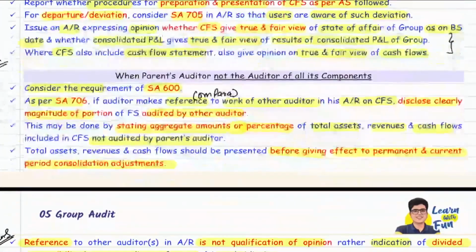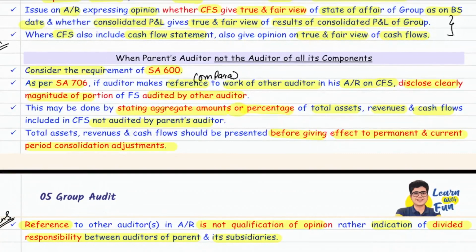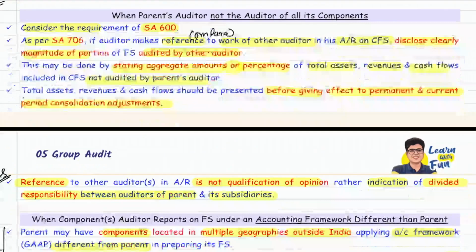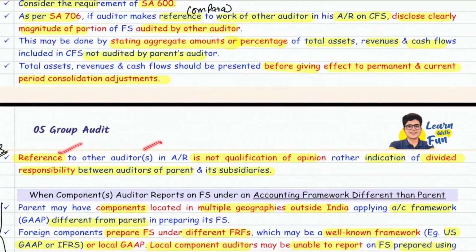Now come back to your notes. These are the same things given here. For framing, you should refer to this. Consider the requirement of SA 600. As per SA 706, make a reference to the work of other auditor in the audit report on CFS. Disclose clearly the magnitude of portion audited by the other auditor. This should be done by stating the aggregate amount or percentage of the total assets, revenue or cash flows not audited by parent's auditor. These figures should be before giving effect to permanent and current period consolidation adjustments. And lastly, clarify that the reference to other auditor is not a qualification of opinion, rather an indication of divided responsibility between the parent auditor and auditor of subsidiaries.